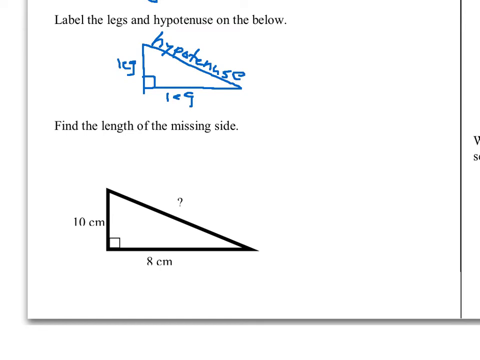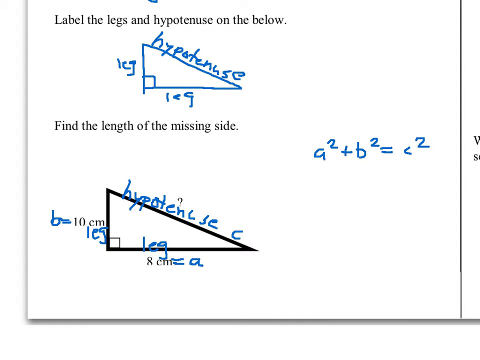All right, and it says on the next one, find the missing side below. What work do we need to show? Well, we need to write a squared plus b squared equals c squared, but we have to know where those things come from. So what should I be doing on the triangle over here? Labeling it. First labeling my legs, then labeling my hypotenuse, then labeling my A's, B's, and C's. Remember, A and B are always the legs, and C is always the hypotenuse.